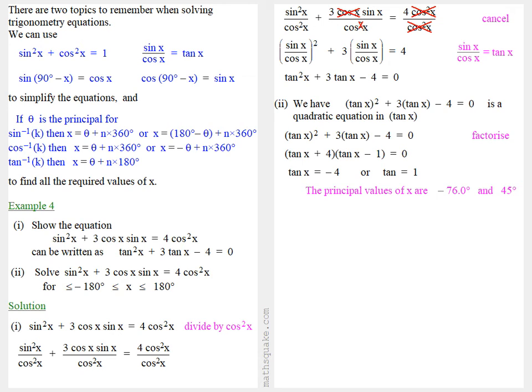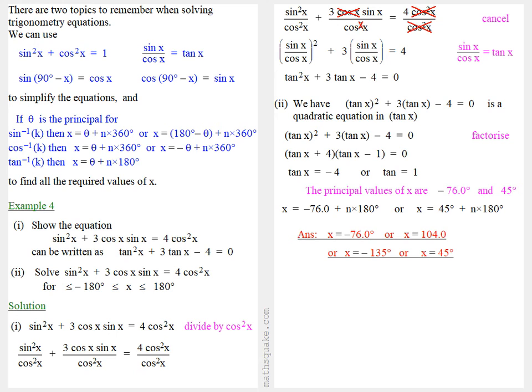So the principal values of x are minus 76.0 degrees and 45 degrees. This means the general solutions are x is equal to minus 76.0 degrees plus n times 180 degrees, or x is equal to 45 degrees plus n times 180 degrees. Now in the range that we want, we've got x is equal to minus 76.0 degrees, or x is equal to 104.0 degrees, or x is equal to 45 degrees, or x is equal to minus 135 degrees.